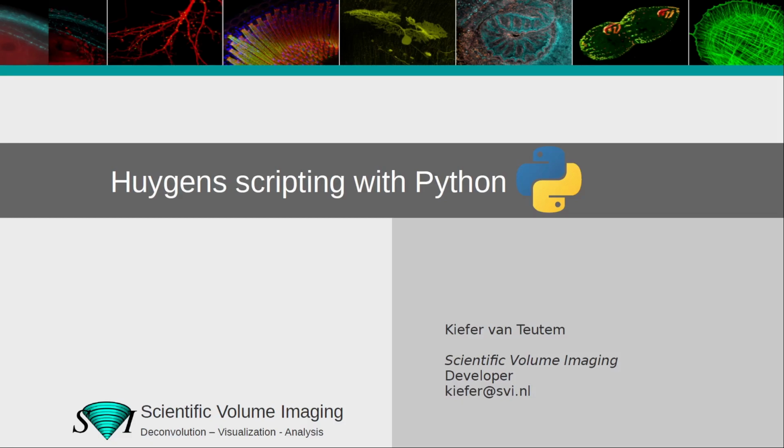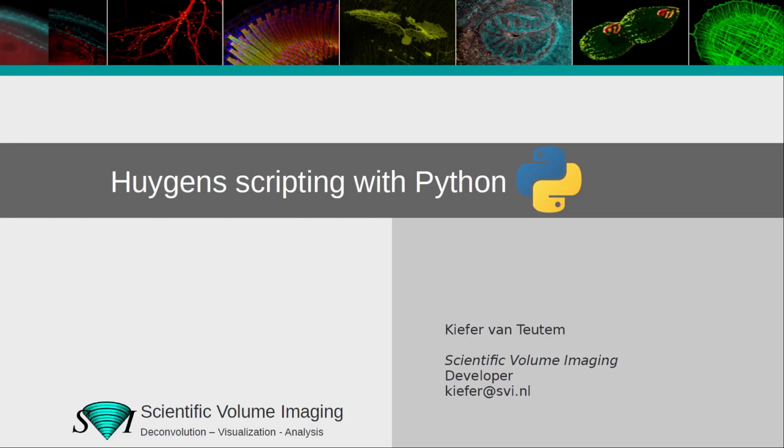Today we're going to be looking at the Python interpreter, the Python shell, what you can do with it, how you can use it to perform image operations, and also how you can write your own scripts and load them in Huygens. We're going to be looking at a lot of examples, so you don't necessarily need to already be familiar with Python, but it does of course help.